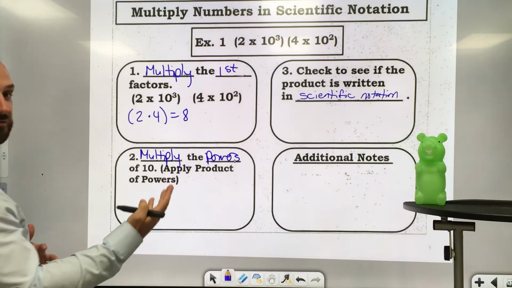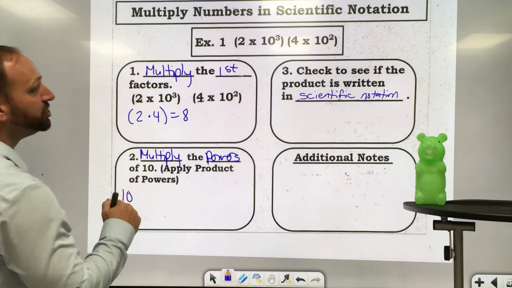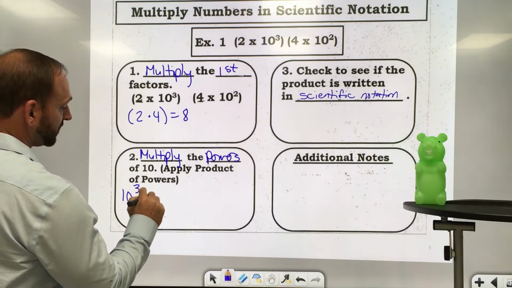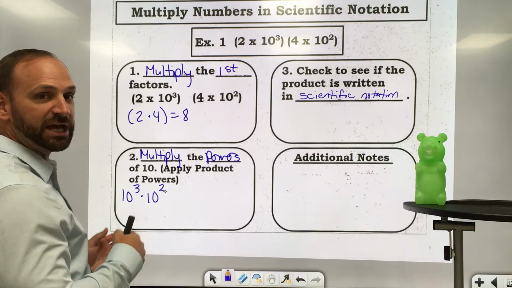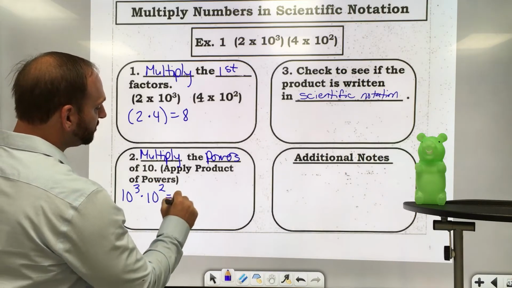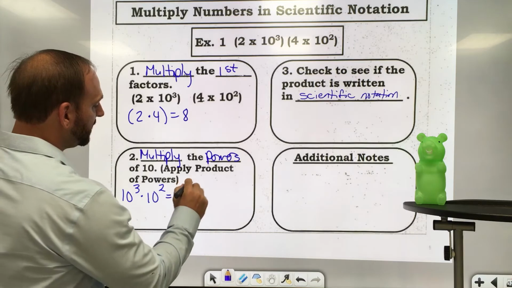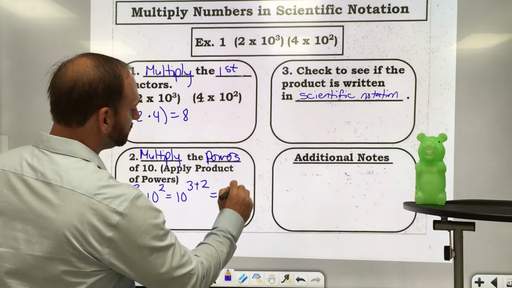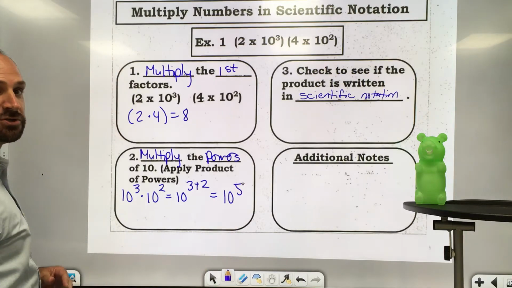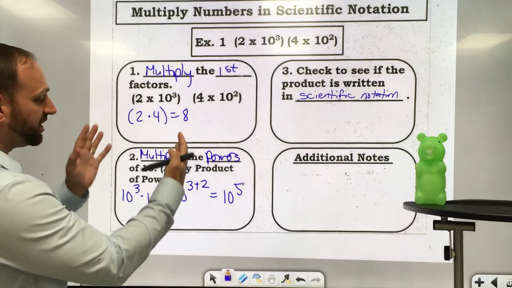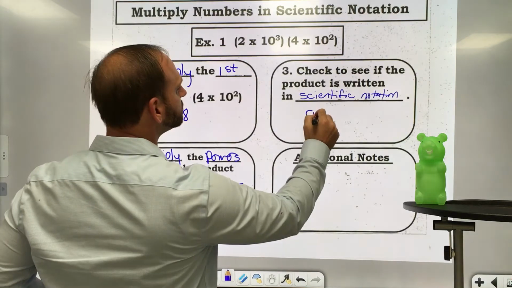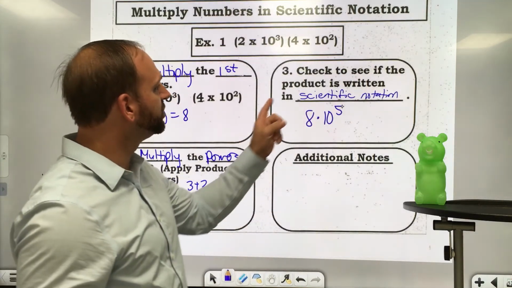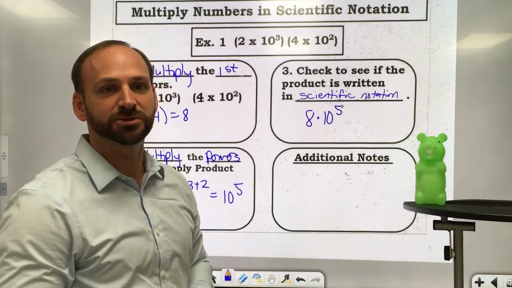This is the product of powers rule. And it says that when you multiply two powers with the same base, such as 10 to the third and 10 squared, you can simply keep the base and add the exponents. So this would give me 10 to the fifth. So now I have my first factor and my second factor. And you always want to make sure that you check to make sure the answer is written in scientific notation.